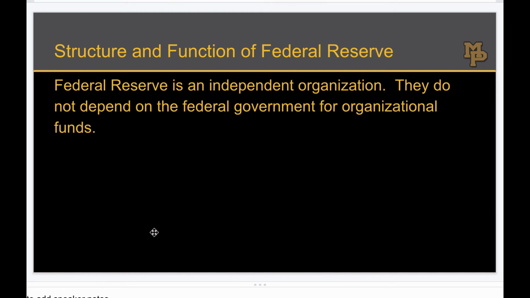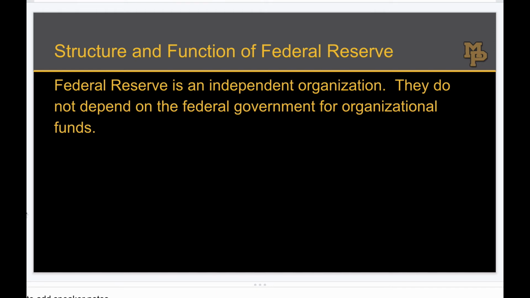One thing that's really important to know is the Federal Reserve is an independent organization, and they don't depend on the federal government for their organizational funds. Now, they are backed by the federal government, so if they ran out of money and needed it, they could pull money from the Treasury. But because they are independent, they make their own money by buying and selling bonds on the open market, by charging fees to their member banks, and sometimes by charging fines.